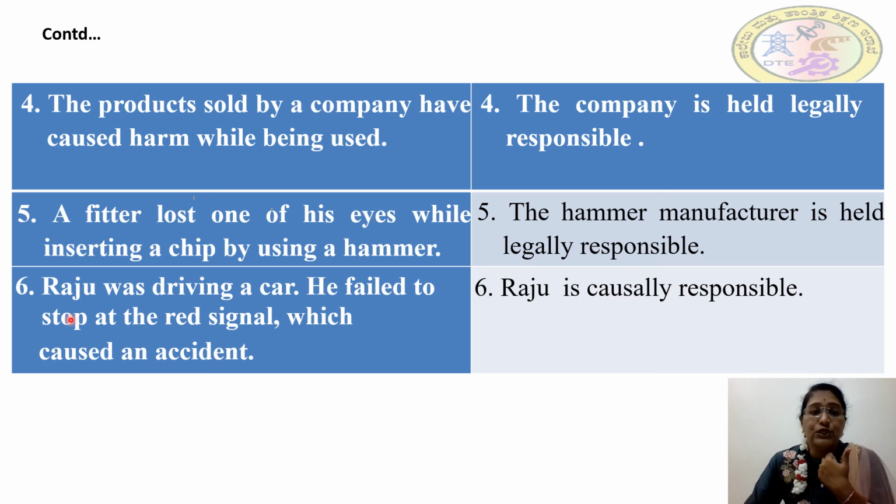Okay. Next, Raju was driving a car. He failed to stop at the red signal, which caused an accident. So here an accident has happened. Raju is driving and because of his failure, his mistake, the accident has occurred. So what type of responsibility is it? It is causal responsibility because this cause is due to Raju. So that is why it is taken as causal responsibility. So these examples will better explain it to you, and also help you to distinguish the different types of responsibilities.